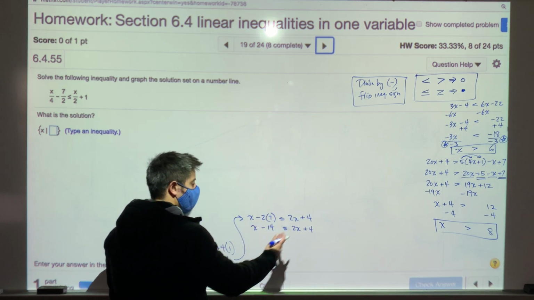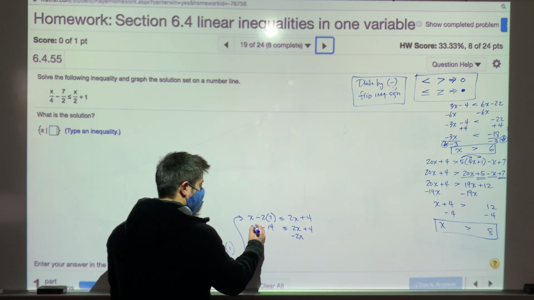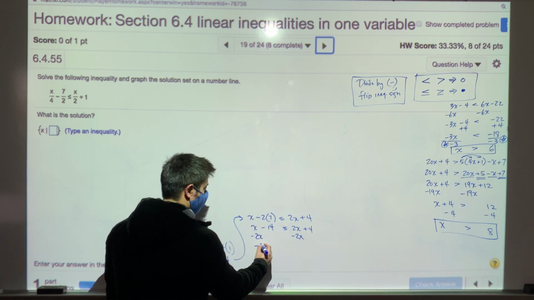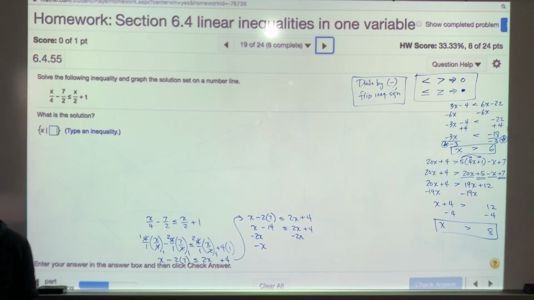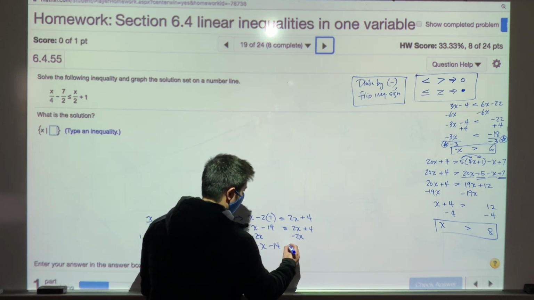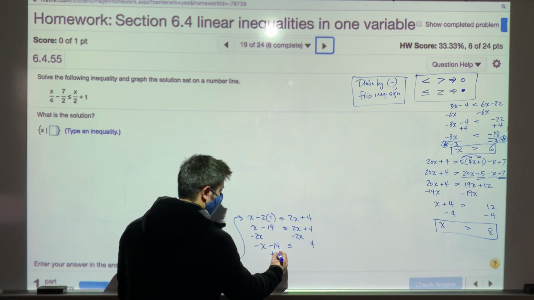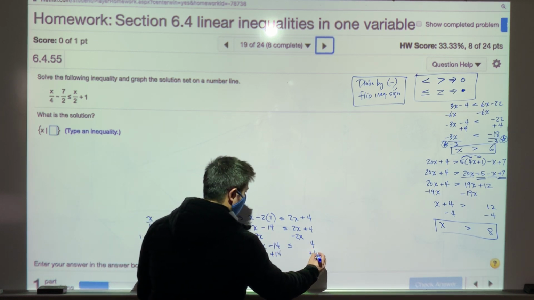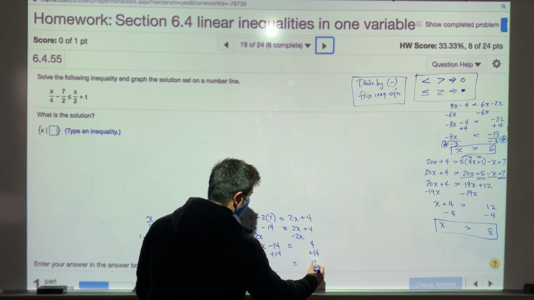And now I'm going to move things over. Subtract 2x over to here. X minus 2x is a negative x. Again, if I gave you enough time to work this out, this is stuff that you guys could do. This problem just seems really tough because of the fractions that get things started. Then I would add 14 to both sides, and I'd have negative x is less than or equal to 18.